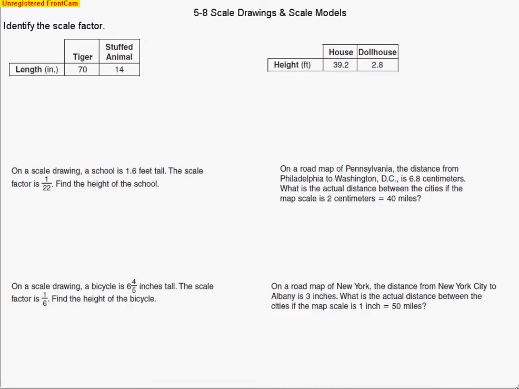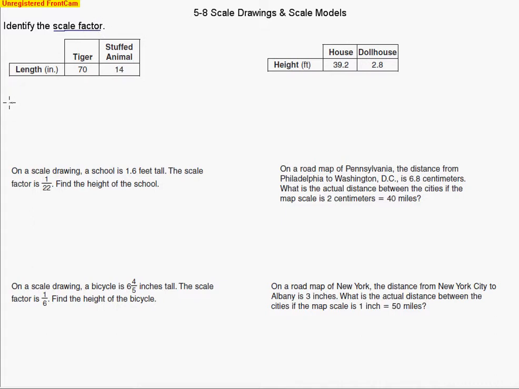Today we will be looking at scale drawings and scale models. A big concept we're going to be looking at is this idea of scale factor. That's what it asks in the first set of directions: it asks us to identify what the scale factor is. So what we need to know is, what is this scale factor?